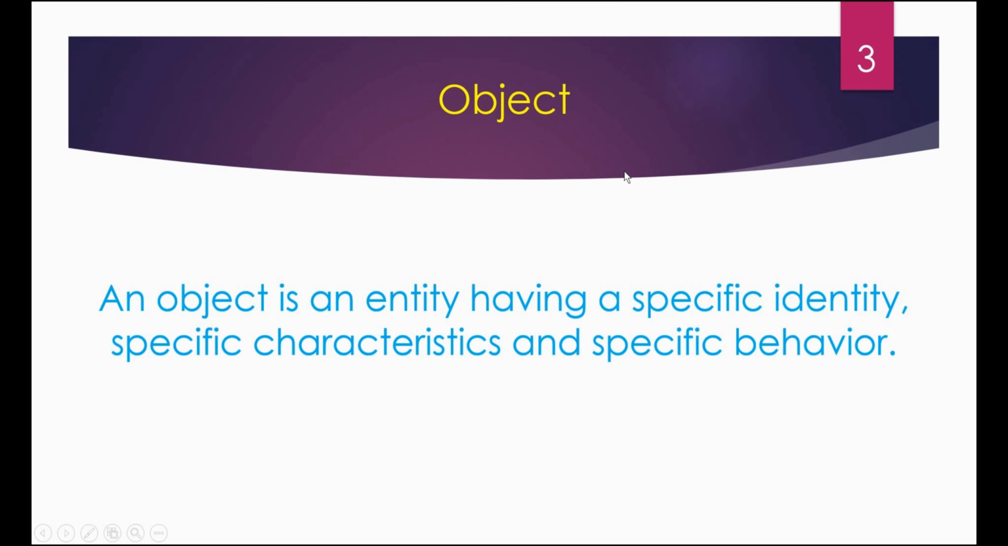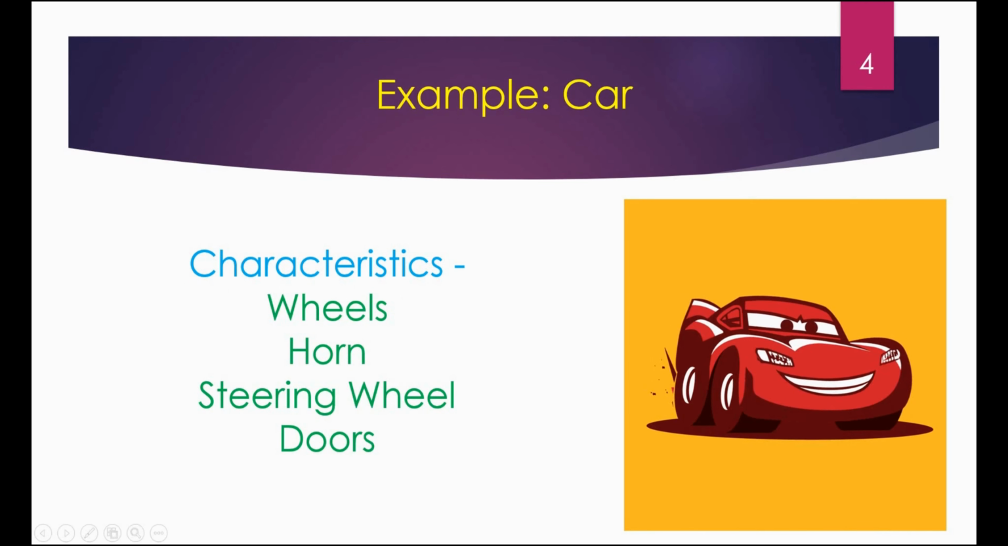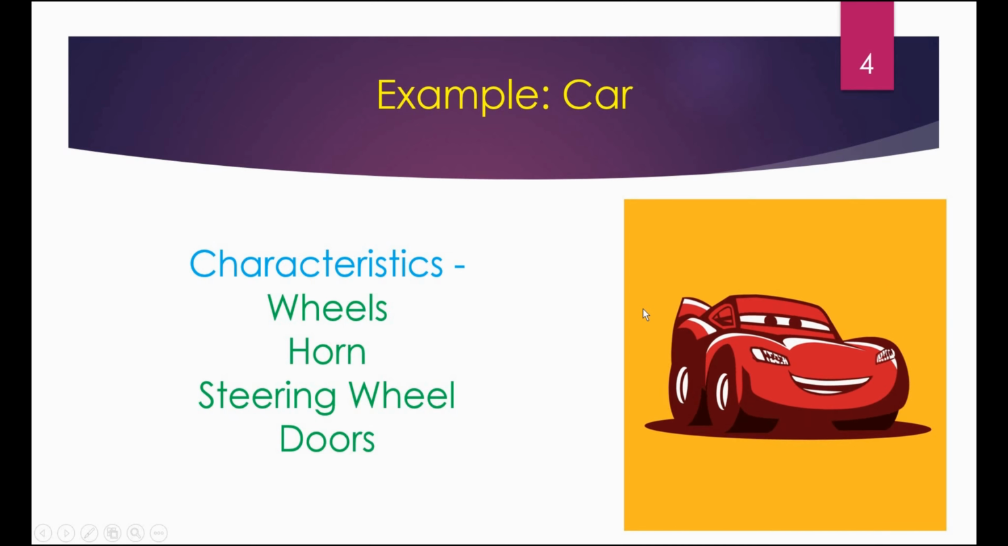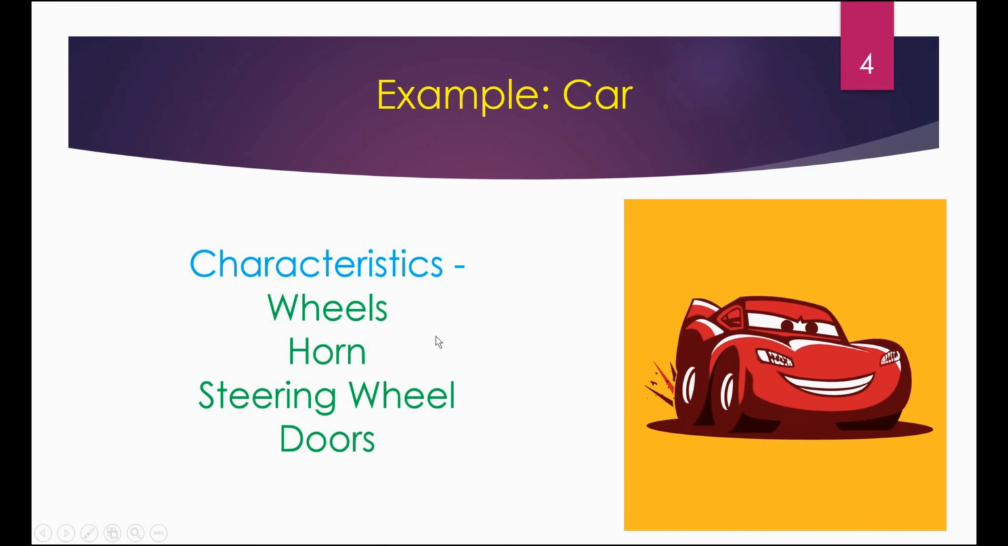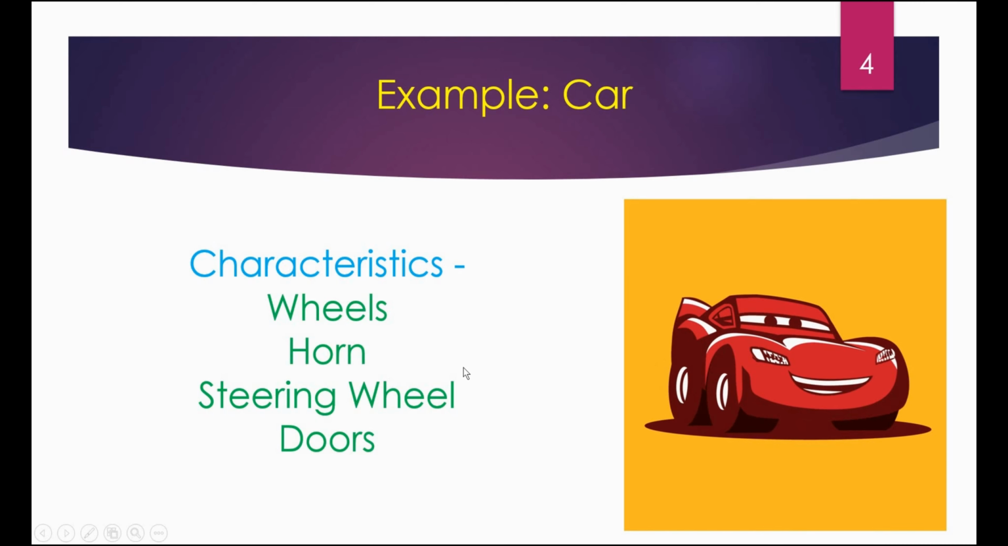So let's take a look at an example of what an object is. The first example of an object is a car. We have Lightning McQueen over here, and its characteristics are wheels, horn, steering wheel, doors. These are the characteristics which we will find in almost any car. So these are the most common features and characteristics of our object car.